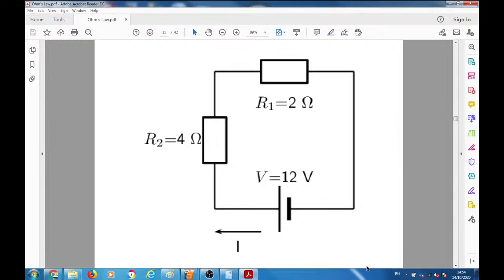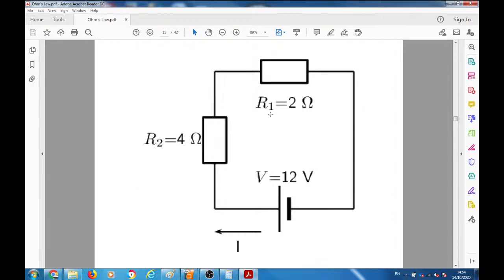2 ampere. Yeah. Again, when we calculate this, so we've got... Where's my mouse? I've lost my mouse. Here it is. We've got 4 plus 2, which gives us 6 ohms, and so then to get the current, the formula would be I is equal to V over R.